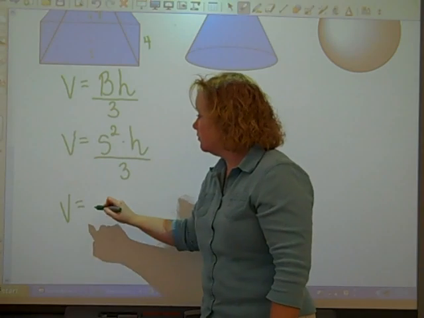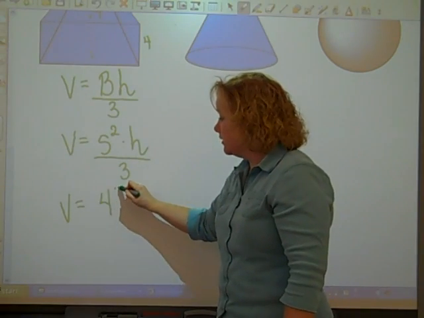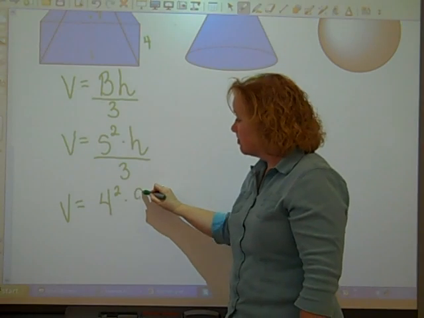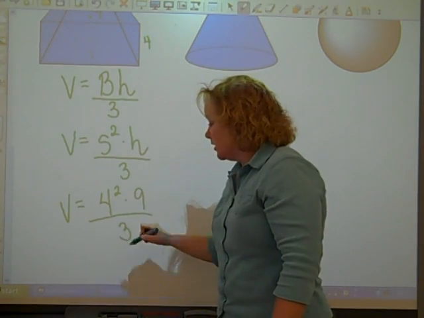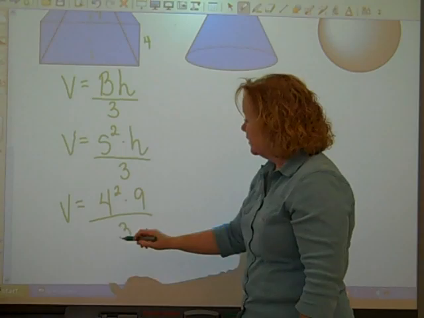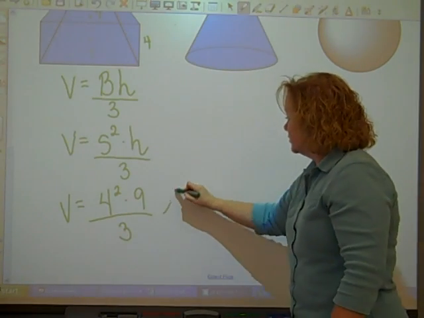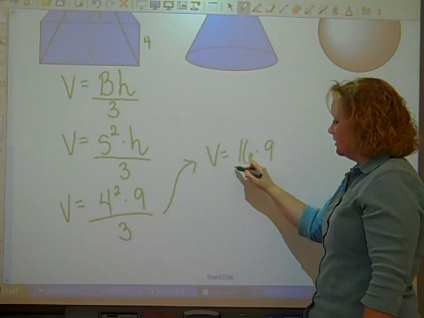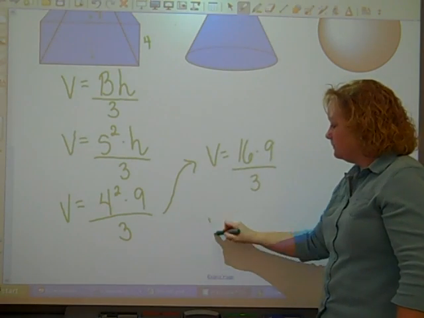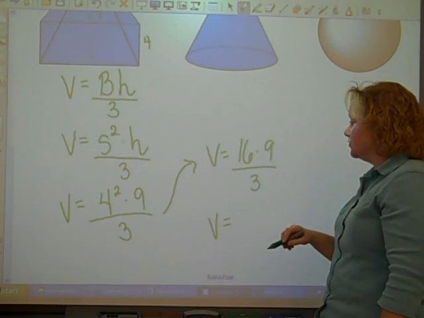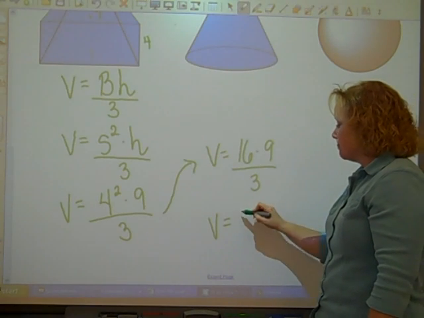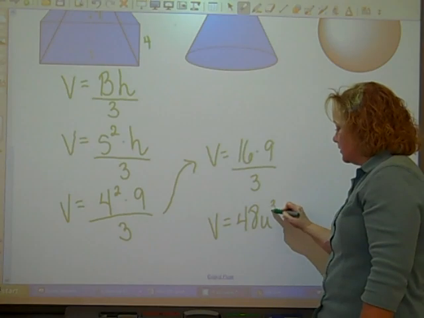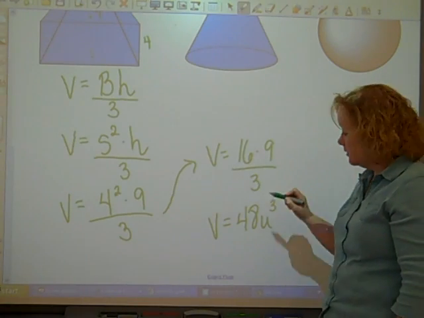So volume is equal to 4 squared times the height, all divided by 3, and you're just solving. So volume equals 16 times 9 divided by 3. So volume equals 48. 48 what? Units cubed. Okay?